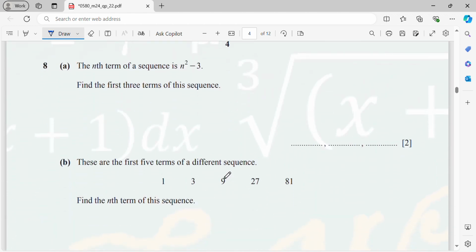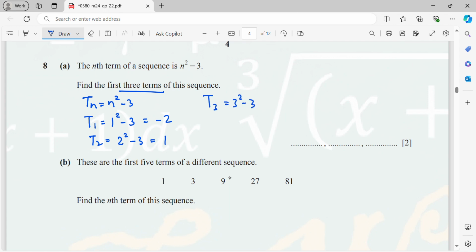Now for question number 8a, the nth term of a sequence is n squared minus 3. Find the first three terms of this sequence. So I will write Tn is n squared minus 3. First term means T1. We have to replace the n by 1 to get 1 squared minus 3, that is minus 2. Okay, and then T2 means now replace the n by 2. So 2 squared minus 3, that is going to be 1. And then followed by T3, that is 3 squared minus 3. Then you will get 9 minus 3, that is 6. Okay, so the first three terms will be minus 2, 1, and 6.